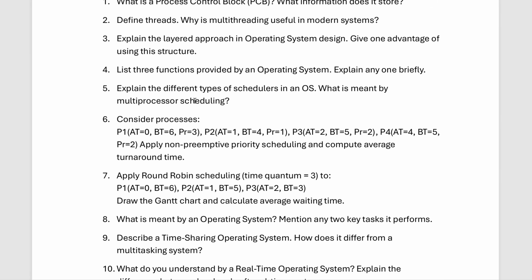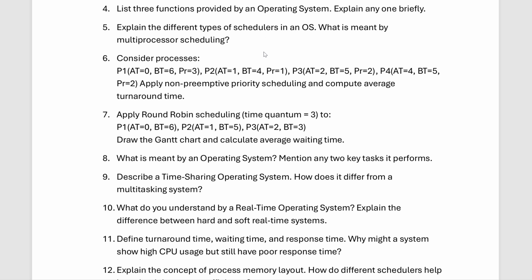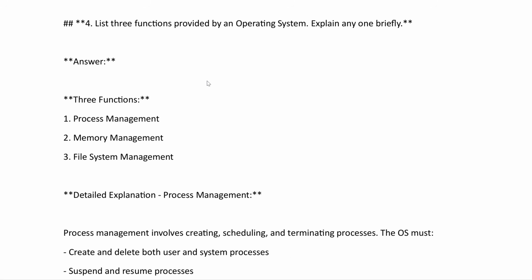Next question is: list three functions provided by an operating system and explain any one of them briefly. The three functions which can be provided by the operating system are process management, second is memory management, and third is file system management.